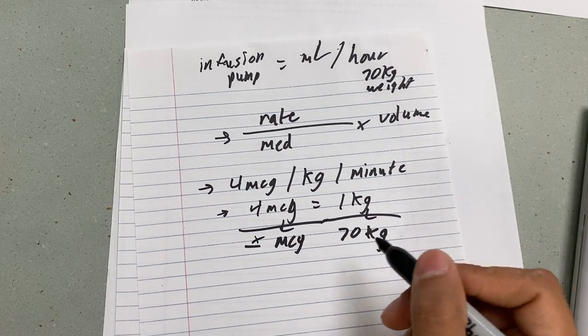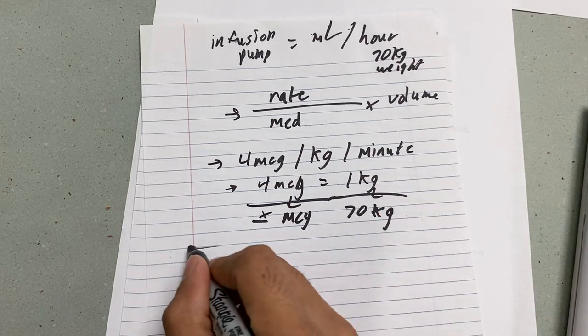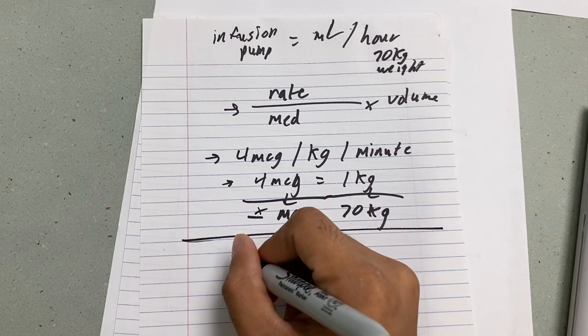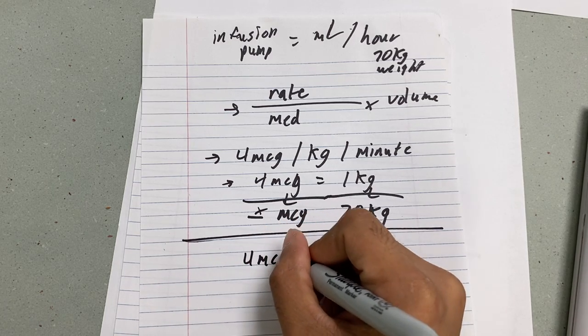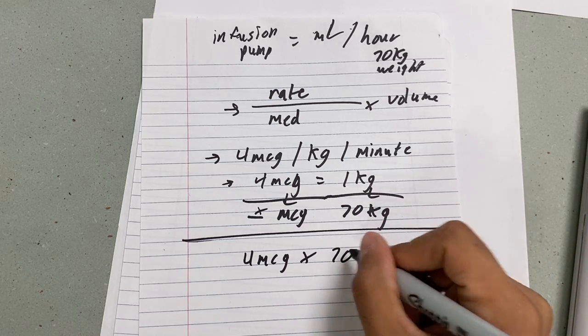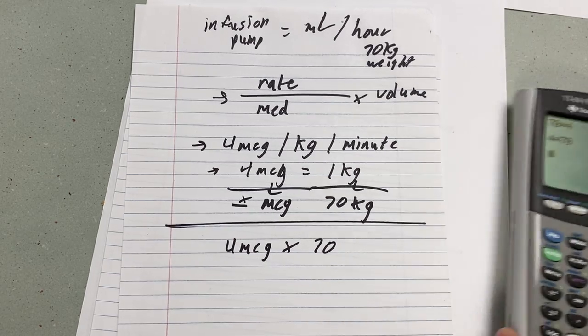If you like doing it this way, that's absolutely excellent. It works every time. If you don't like ratio proportions, or if you want a faster way to do it, you could take the 4 micrograms and just directly multiply by the patient's weight. The patient weighs 70 kilograms, so we'll take our 4 times 70, and we'll get 280.